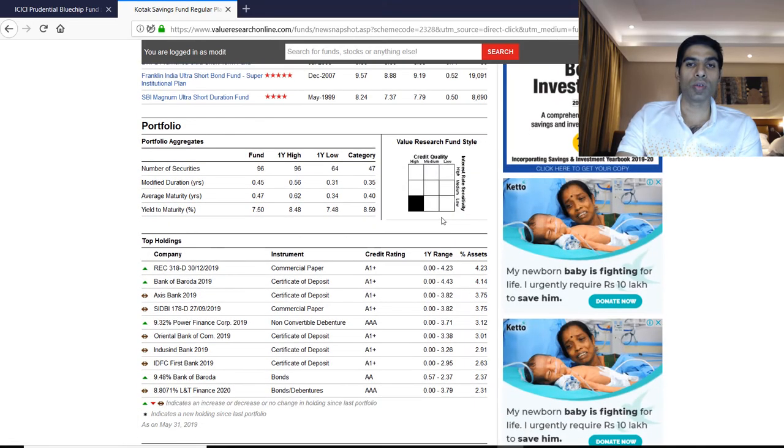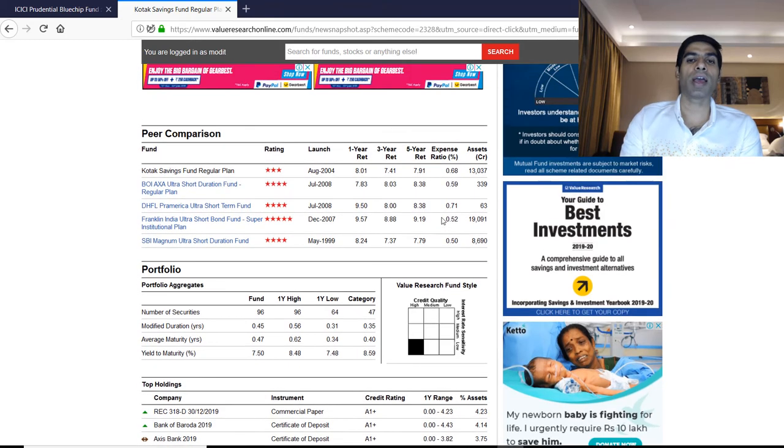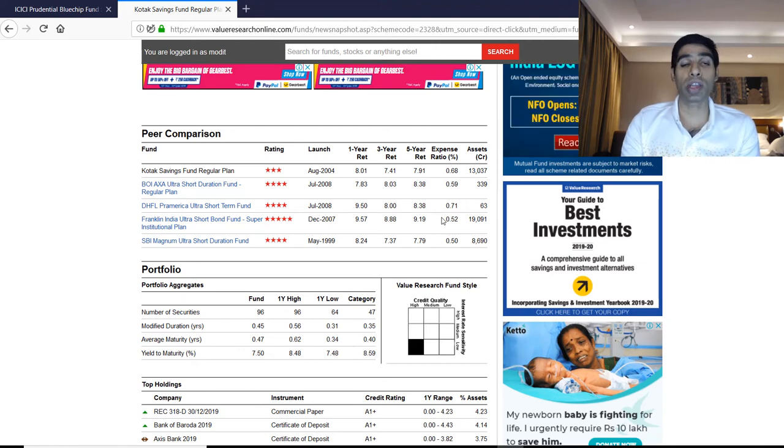So keeping other things constant, if I have to choose one, I would choose the one which has the lower expense ratio. And of course that cannot be the only criteria, right? It should be comparable. In case it's too high, then one should avoid, but if it's comparable, just a minor difference, then you can overlook that.